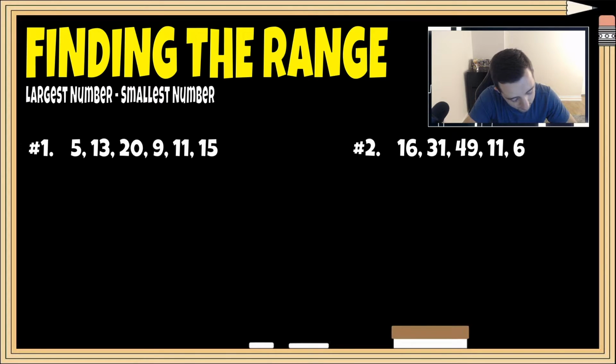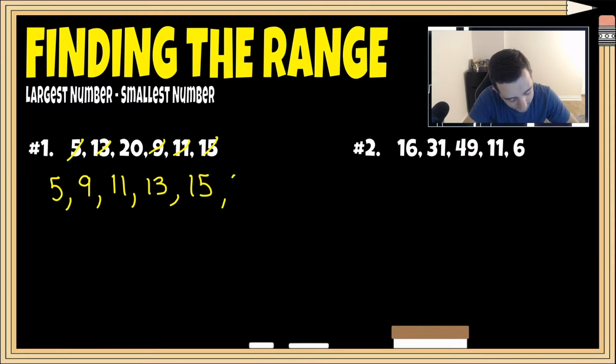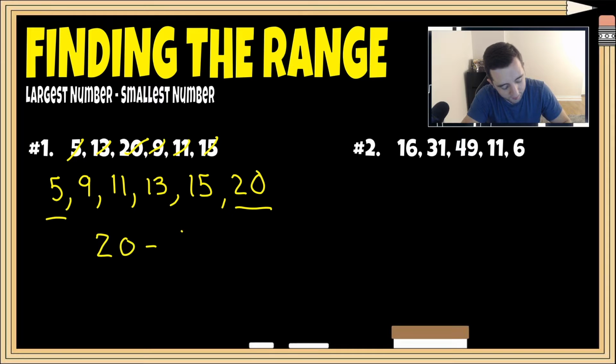So our smallest value is 5, and I want to make sure to cross out each one so I don't forget any. Then we have 9, 11, we have 13, 15, and finally we have 20. Now, range is the easiest topic you can really talk about in data. It's the largest number, in this case 20, minus the smallest number, which is 5. So 20 minus 5 is going to give us a range of 15.